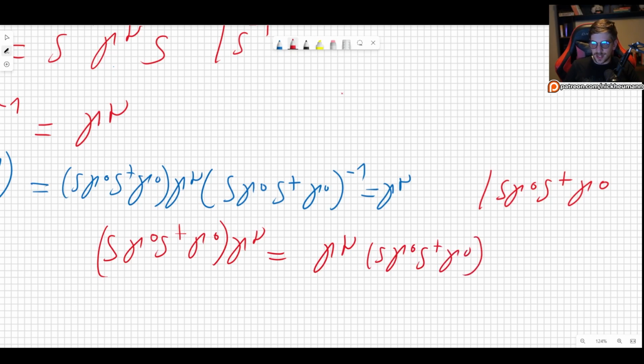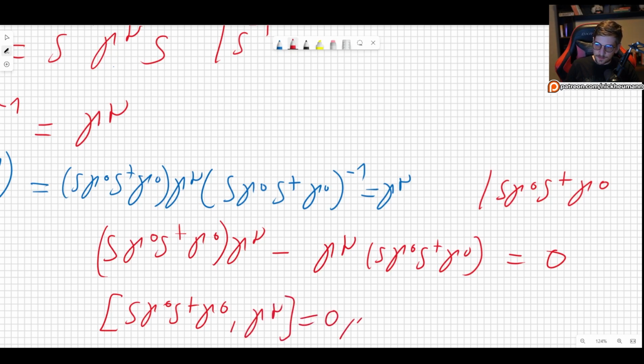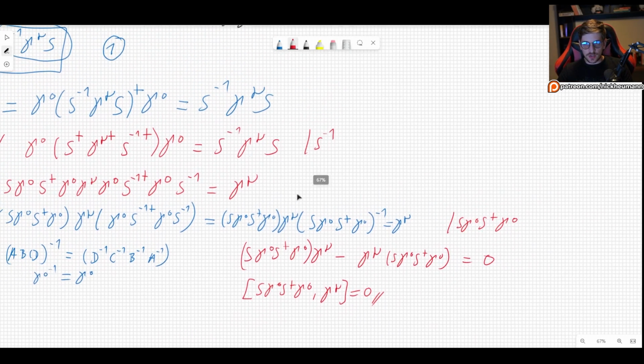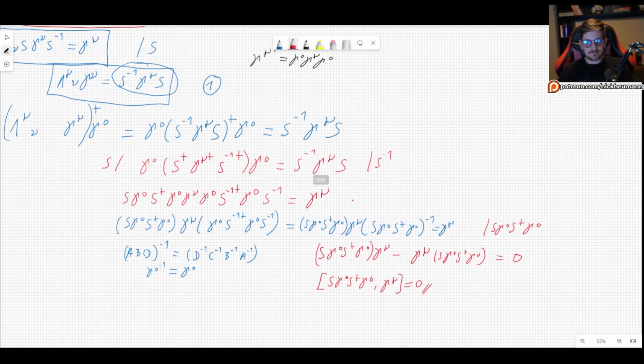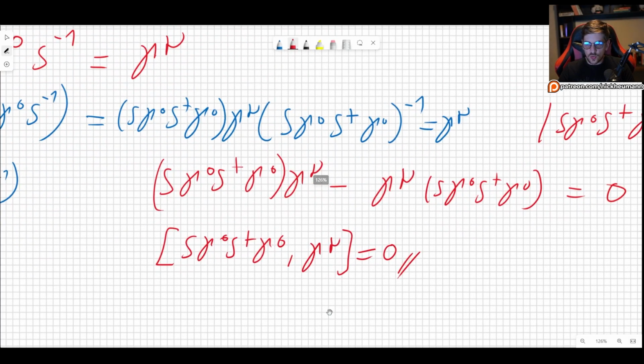What does this mean? Let's subtract this and put it to the left-hand side. So we get this minus this is equal to 0. This means that S gamma 0, S dagger gamma 0, and gamma mu commute. Okay, so this may have looked a little bit weird. And yes, it's just kind of a trick. It's something that people figured out algebraically, but this is very useful. Why? You may be like, okay, they commute, so what?